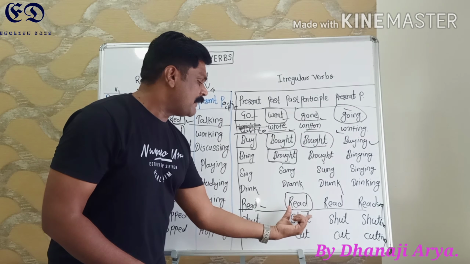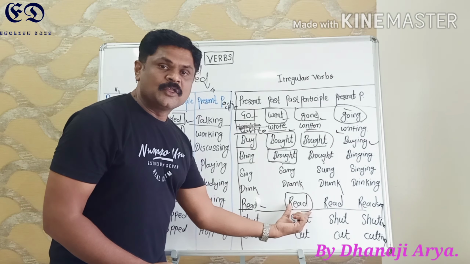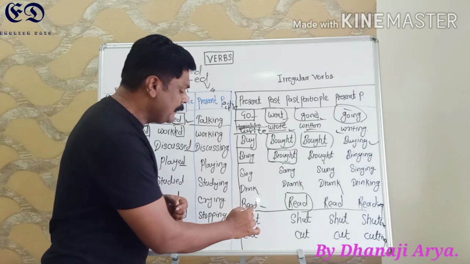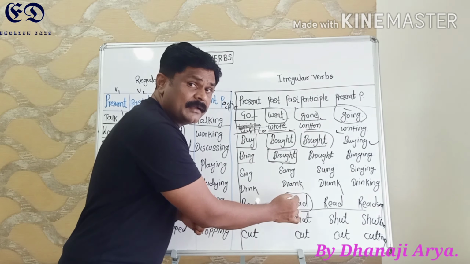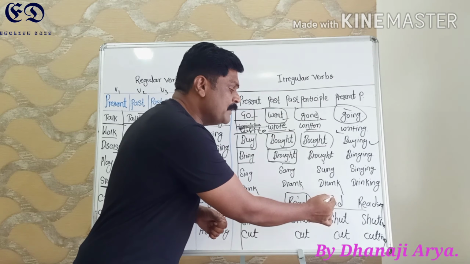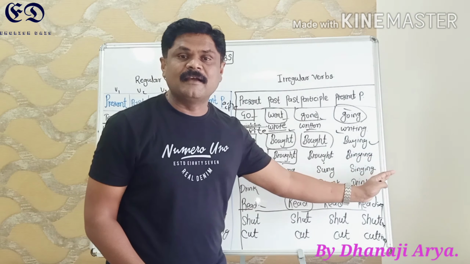सेकंड फॉर्म मध्ये फक्त प्रोनाउन्सिएशन हा जो पार्ट आहे तो थोडासा वेगळा होतो आणि थर्ड फॉर्मचा परत थोडासा बदलतो. फॉर एक्झाम्पल रीड, रेड, रेड. It is not a read, it is a read. And third form is read. And fourth form is reading.